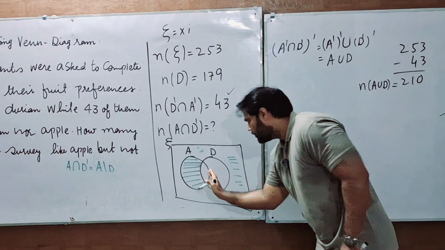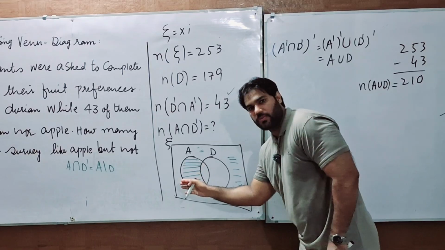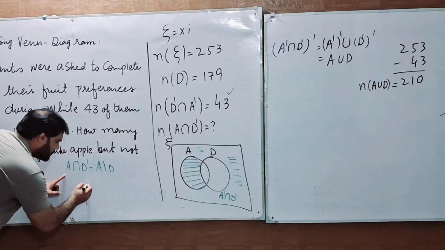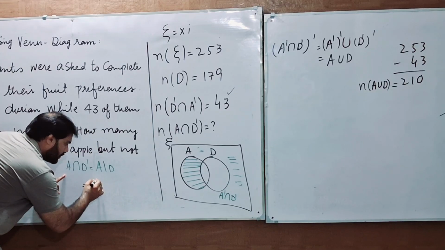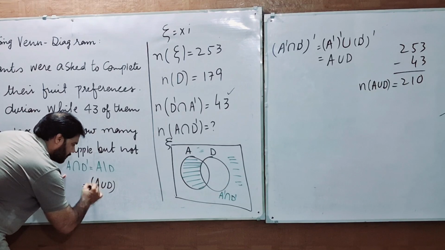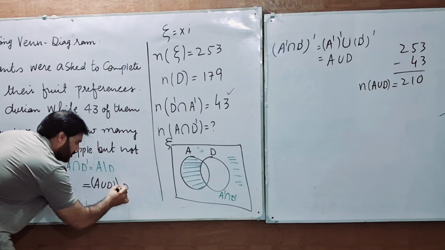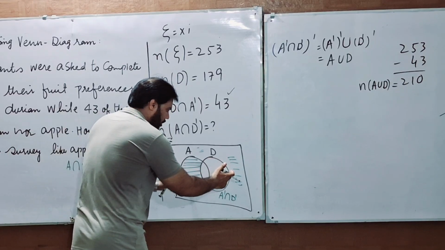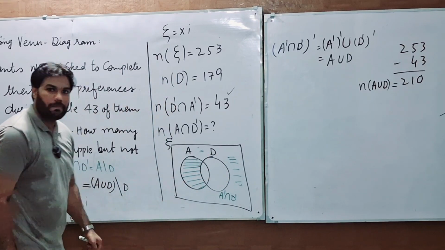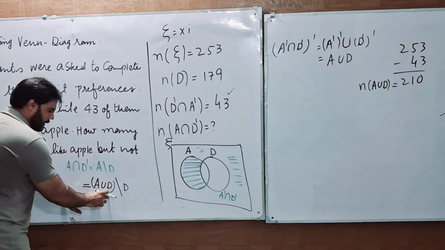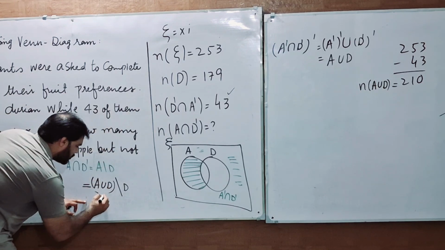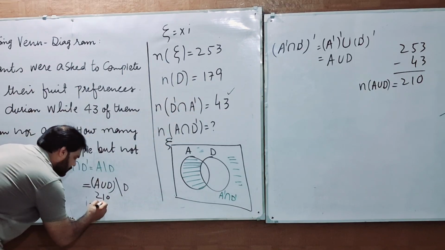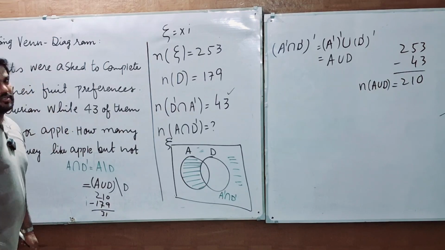Now we have to find just the number of elements that lie in this portion. If you observe, to find A intersection D complement, this is actually equal to A union D difference D. If you subtract this circle D from the union, you can obtain this green area. Now, what is A union D? A union D is 210, minus the number of elements in D. The number of elements in D is 179. So this gives 31. So the answer is 31 here.